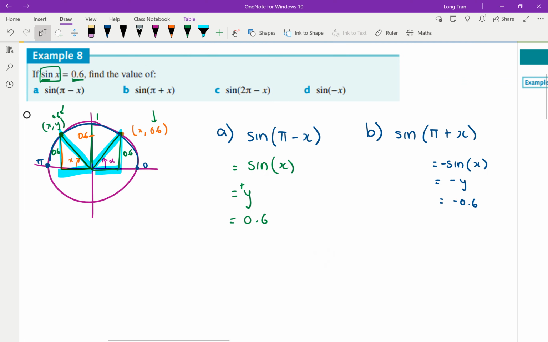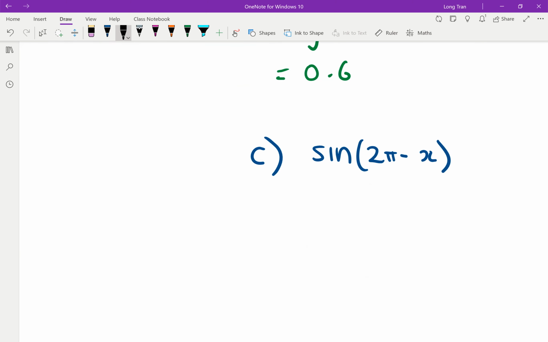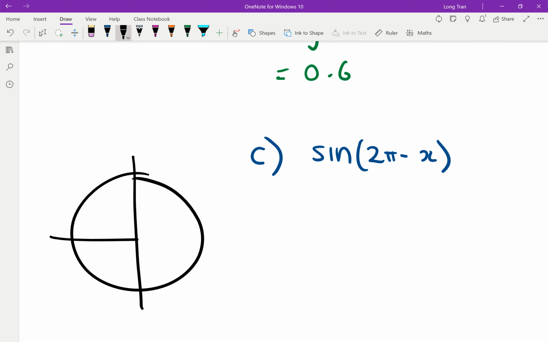I'm going to do C. C is sine of 2 pi minus x. So again, where are you on the unit circle? I'm going to draw a unit circle again. The only thing they've given us is they said sine of x. So, say, this is the angle x. They said sine, which tells me the y value. They told me that height is 0.6. That's all they've given me.